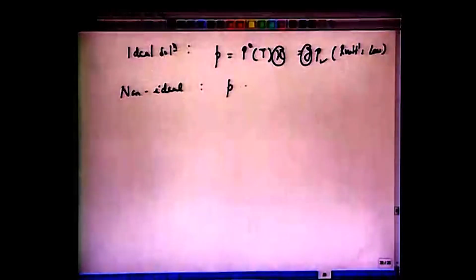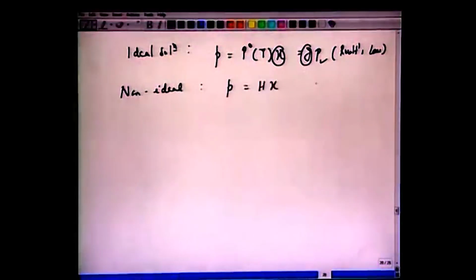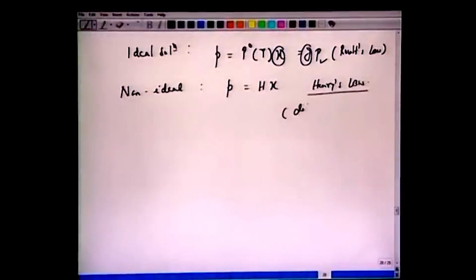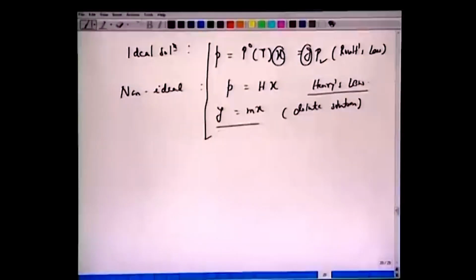If the solution behaves as non-ideal, one can also apply Henry's law, P equal to Hx. So this would be your Henry's law, and generally Henry's law is applicable for dilute solutions. P equals Hx, or in some form y equal to mx. So one can also make calculations, but generally all these data are available from literature, and that becomes a starting point for our calculations.